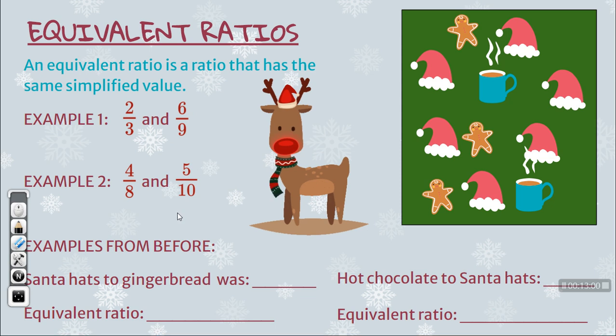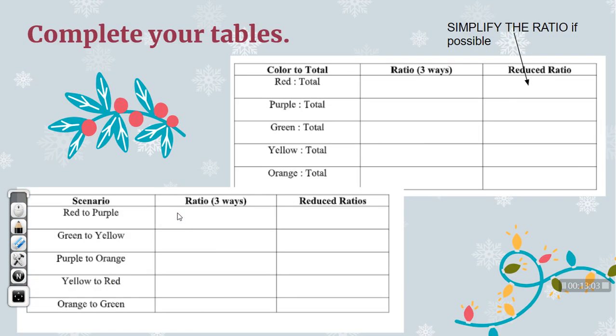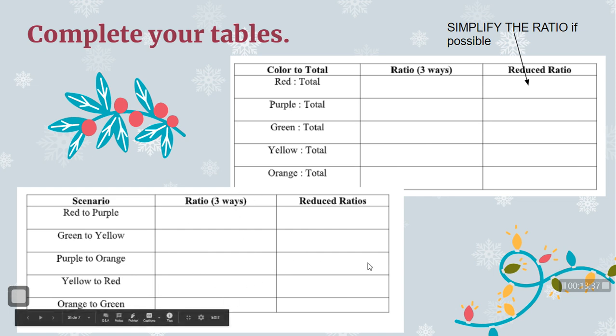All right. So what you guys are going to do now is you're going to finish up your Skittles activity. I want you guys to go through and write your ratios, red to total, purple to total, green to total. You're going to be writing your ratios in those 3 different ways, okay? Then I want you to check and see, can you reduce the ratio? Can you find an equivalent ratio by simplifying? So you're going to do that with the color to total, but you're also going to just do the color to a different color. So red to purple, green to yellow, purple to orange. See if there are also any of those that you can simplify or reduce to find an equivalent ratio. You can pause the video now and go ahead and finish this up.